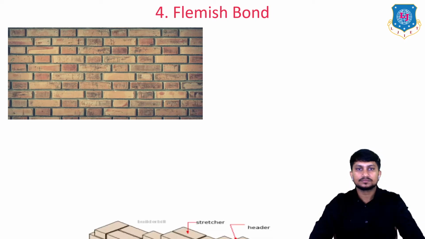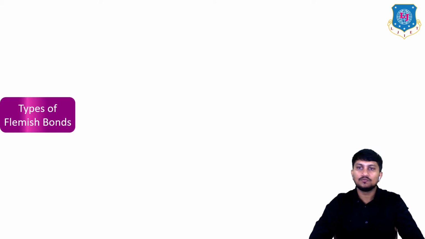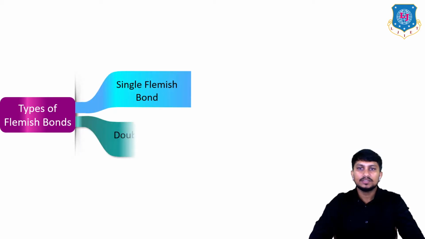You can clearly see each layer is made of one stretcher, one header, one stretcher, one header, like this. To avoid vertical joints in one line, we use three-quarter closure like this in this figure at the corner of the wall. This Flemish bond is of various types, like single Flemish bond and double Flemish bond.